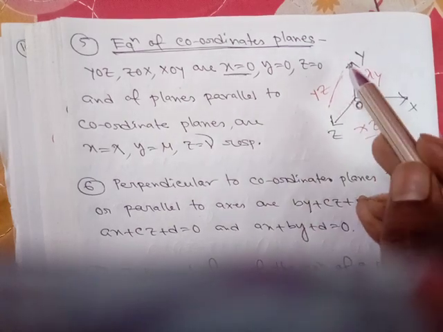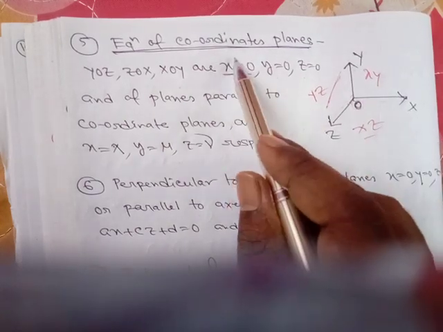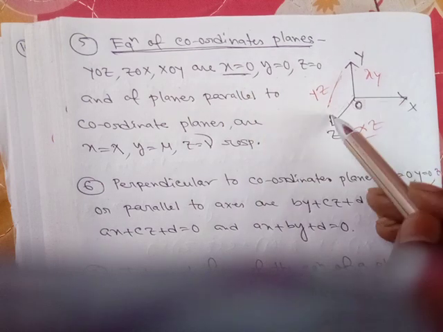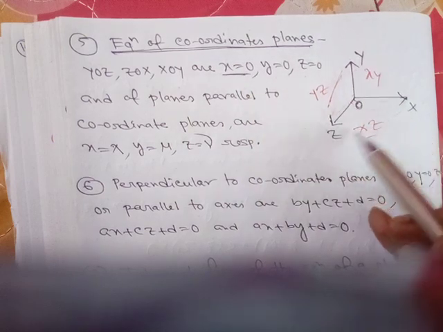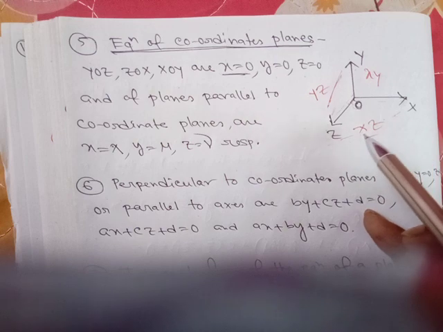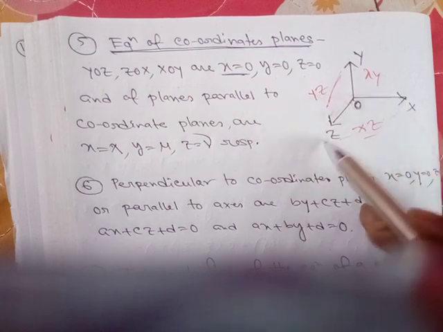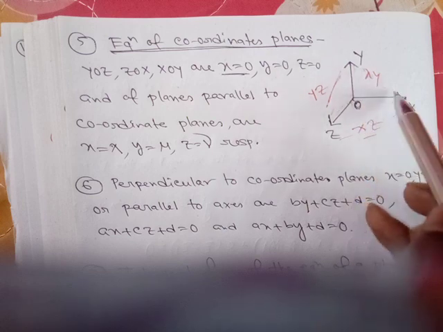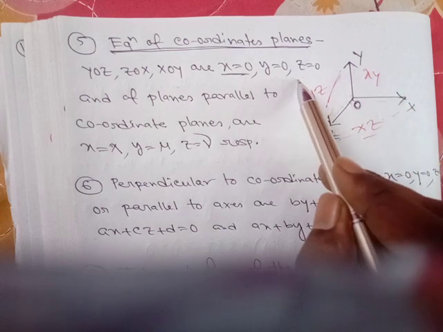Now, the equation of the yz plane is x equal to 0. Why x equal to 0? Because there is no x part. Okay, this is the xz plane. The equation of the xz plane is y equal to 0. Why is it y equal to 0? Because there is no y term. And for the xy plane, the equation is z equal to 0.